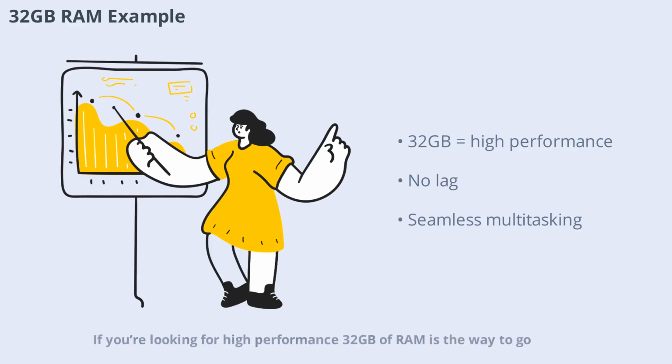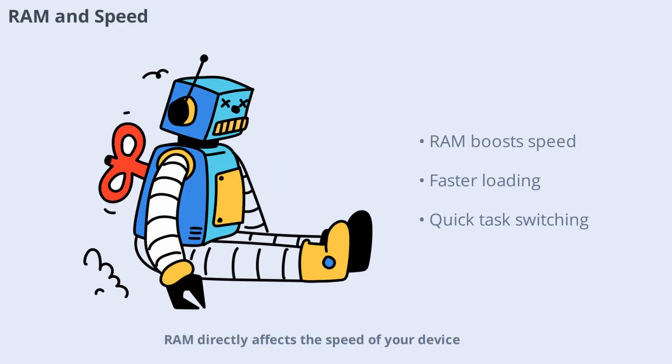If you're looking for high performance, 32 GB of RAM is the way to go. This amount is perfect for professional gamers, video editors, and anyone who needs their device to handle heavy workloads. With 32 GB, you'll experience lightning fast loading times, seamless multitasking, and no lag, even with the most demanding games and apps. RAM directly affects the speed of your device.